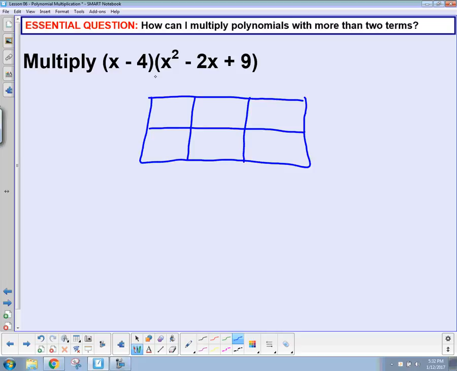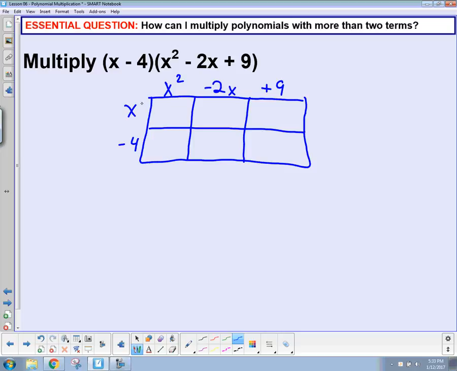Alright, so I like putting the trinomial on top. So x squared minus 2x plus 9 and x minus 4. It normally doesn't matter which side you have these on, but it's nicer when you have the longer polynomial on top and the shorter one on the side. Anyway, let's get back to multiplying.